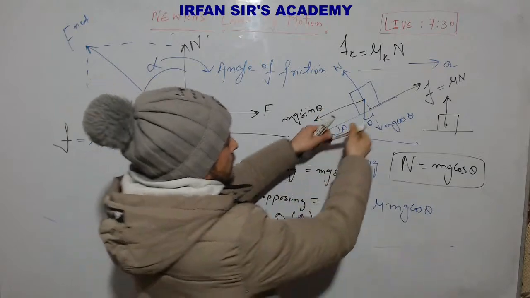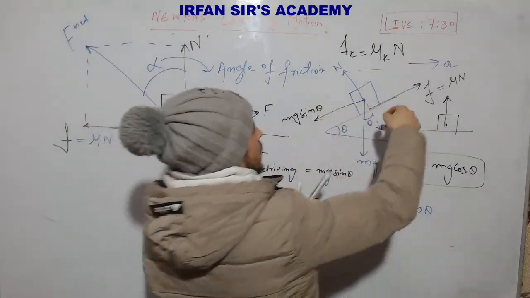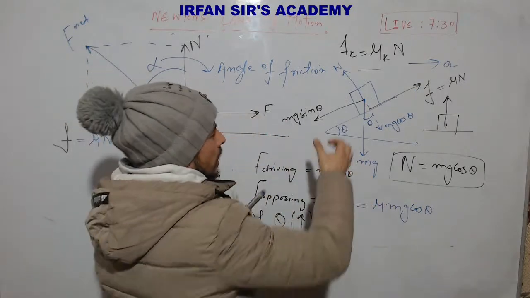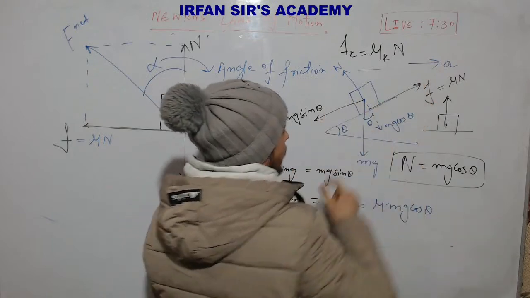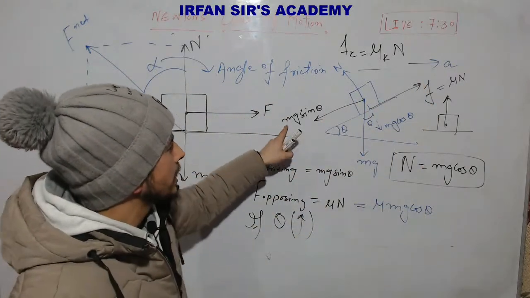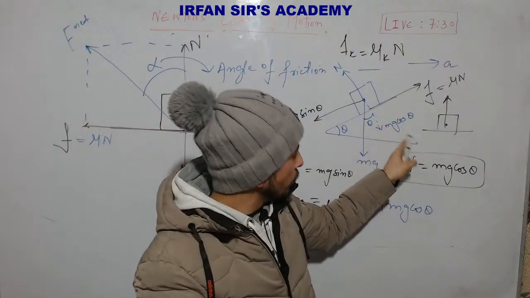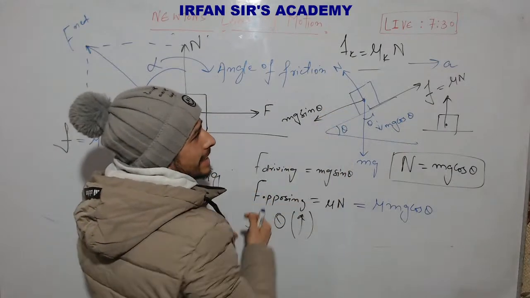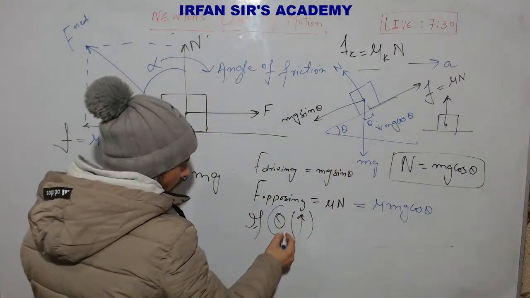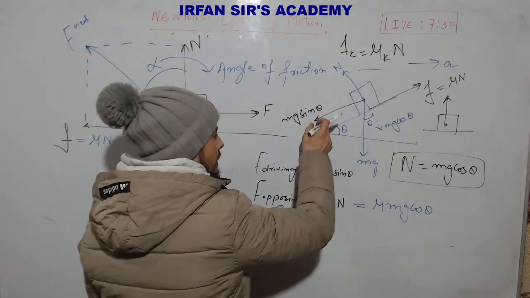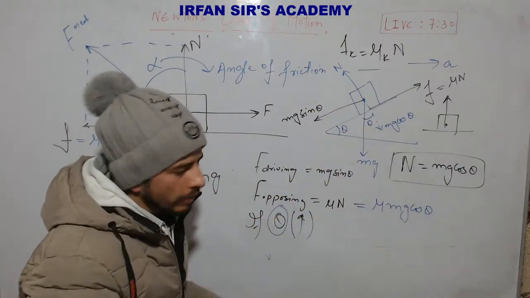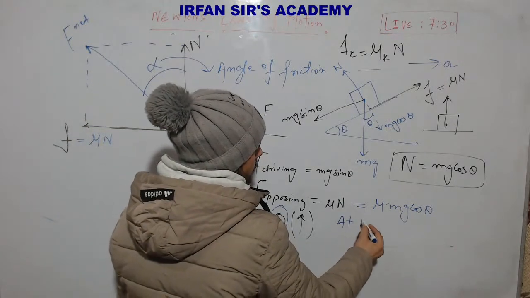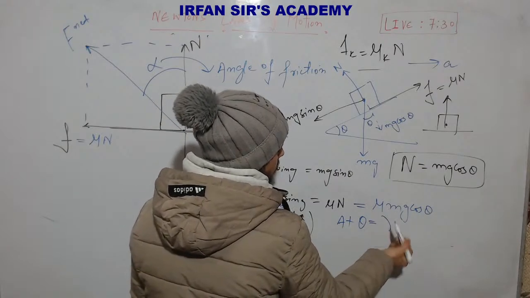If theta increases, what will happen? This force will increase, this force will decrease. Then at a stage, this mg sine theta and this mu times normal, that is mu times mg cos theta, they will counterbalance each other. That angle of inclination at which this driving force and this opposing force are equal, that angle is called the angle of repose.